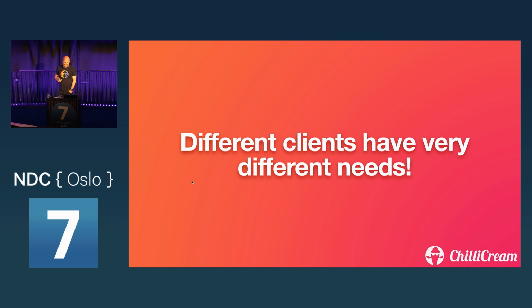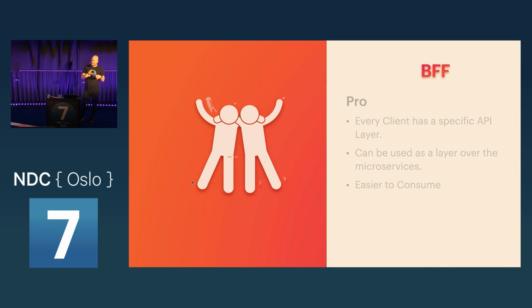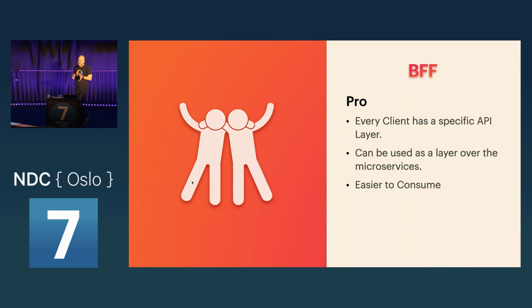What they discovered there was that different clients have really very different needs. And Facebook actually was not alone in figuring out this problem. There were patterns around this, like the BFF pattern, and that doesn't mean best friend forever. It actually means backend for front end, right? And with that pattern, you would build a specific backend for every front end you would build.